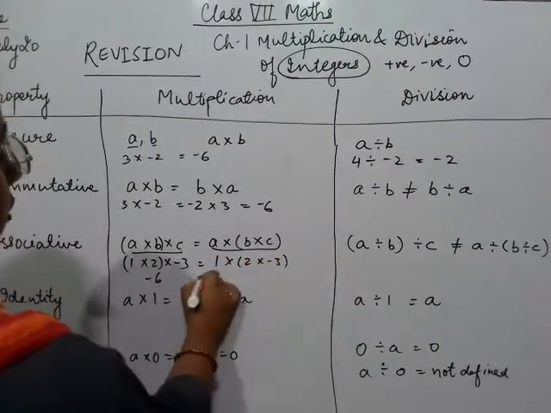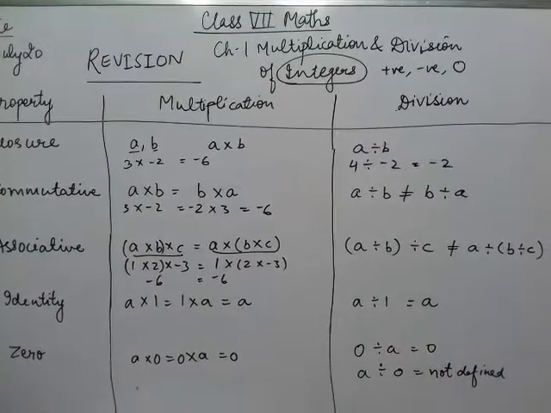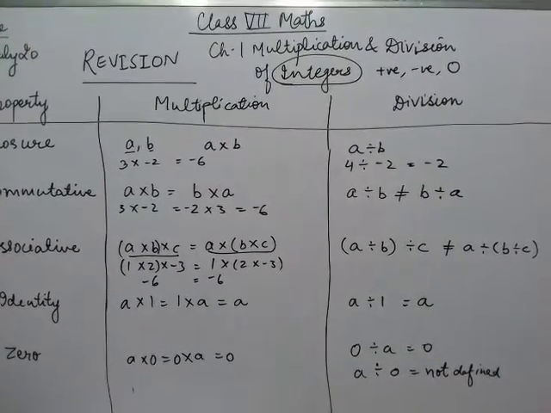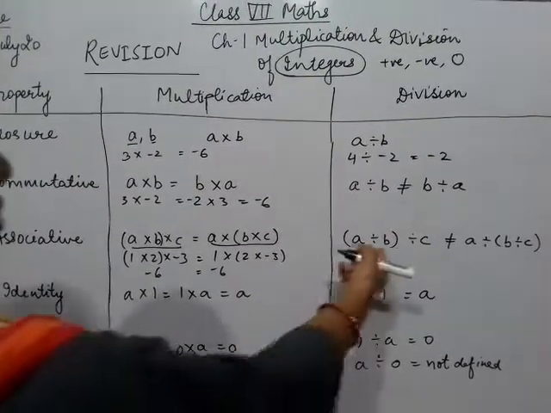Multiplication, then also I get minus 6. So the associative property holds true for multiplication. Okay. Then the associative property in division: you can check the result.